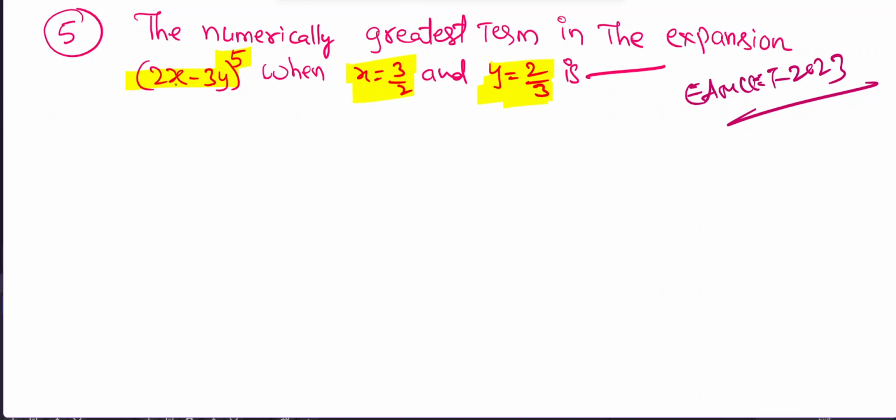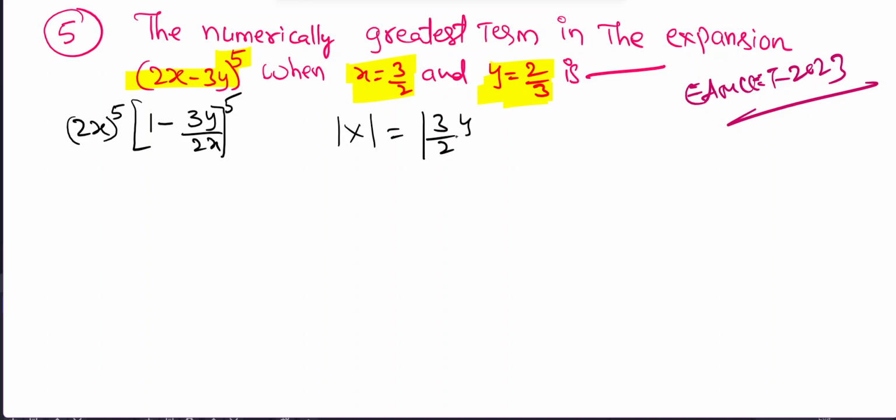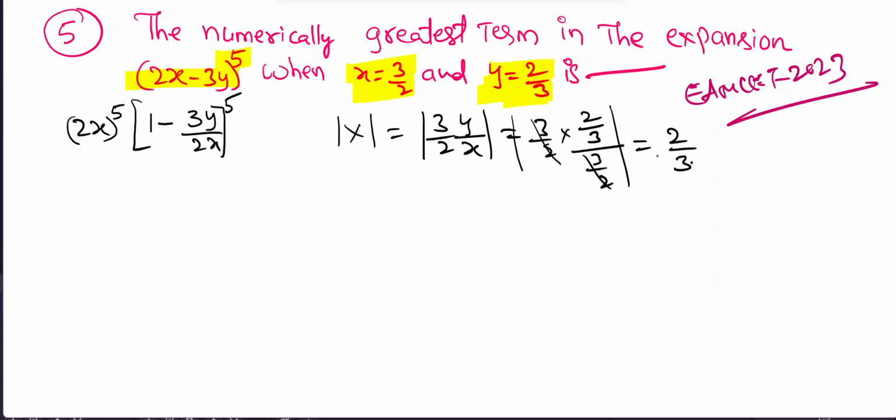Here the expansion is given, (2x minus 3y) to the power of 5. So take (2x) to the power of 5 common. This is (1 minus 3y by 2x) to the power of 5. So here, capital X is taken, mod X is equal to the modulus of 3 by 2 into y by x. So substituting y value 2 by 3, by x value 3 by 2, this 3 by 2 cancelled, that is equal to 2 by 3. This is mod X value.